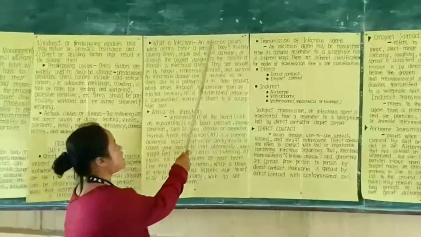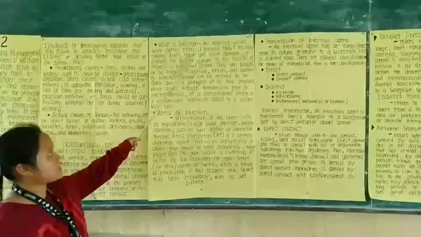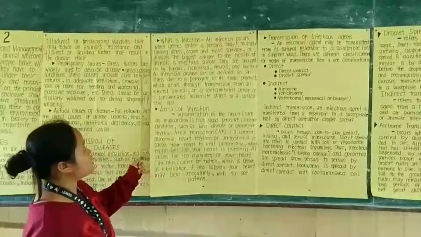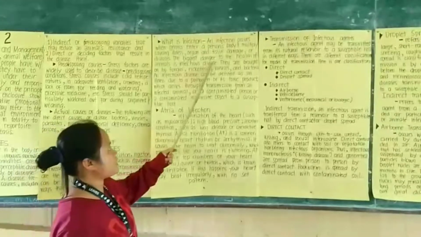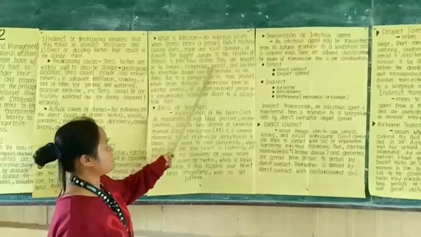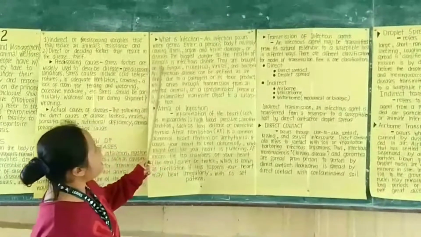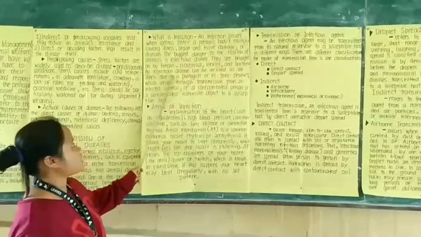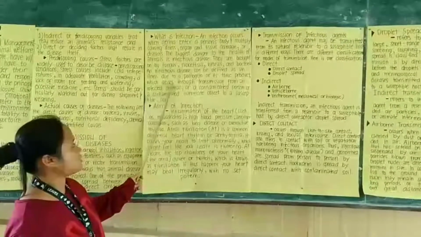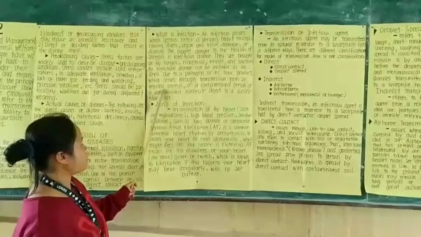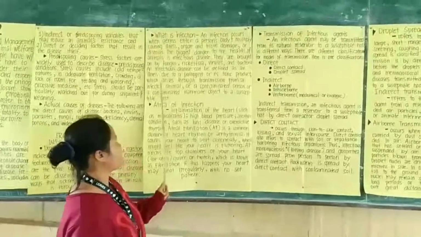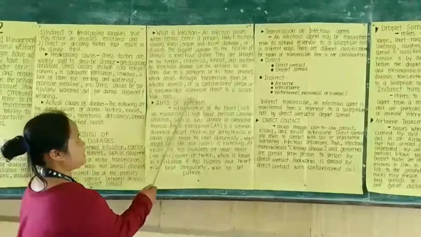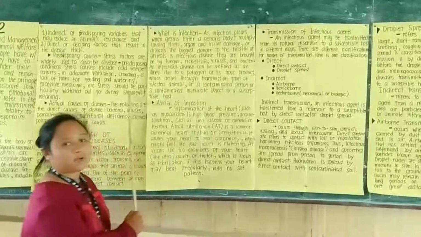What is infection? An infection occurs when germs enter a person's body and multiply, causing illness, organ and tissue damage, or disease. The biggest danger to the health of animals is infectious diseases. They are brought on by fungi, rickettsia, viruses, and bacteria. An infectious disease can be defined as an illness due to a pathogen or its toxic product which arises through transmission from an infected animal or a contaminated person or a contaminated inanimate object to a susceptible host.